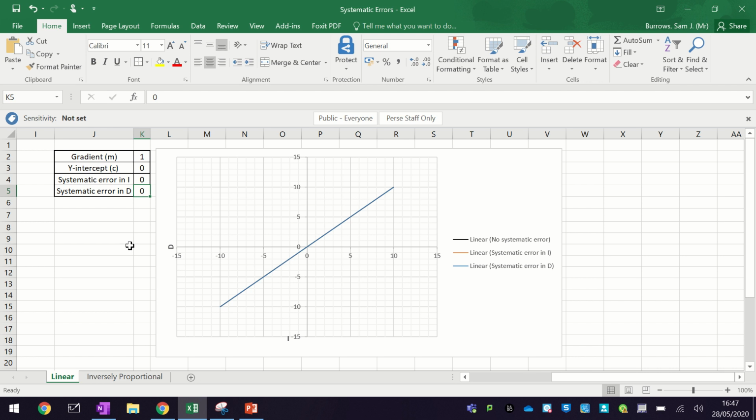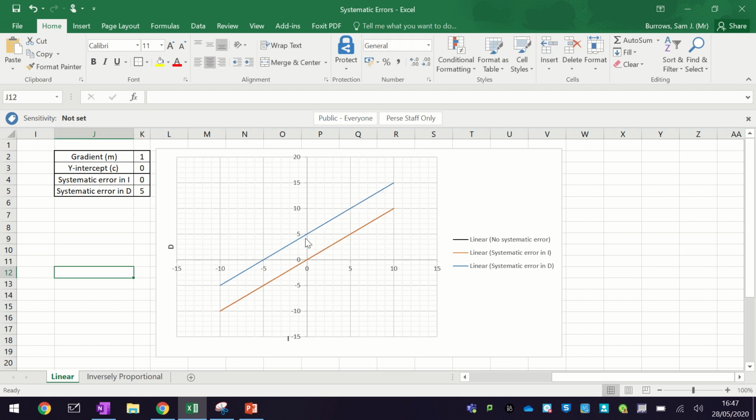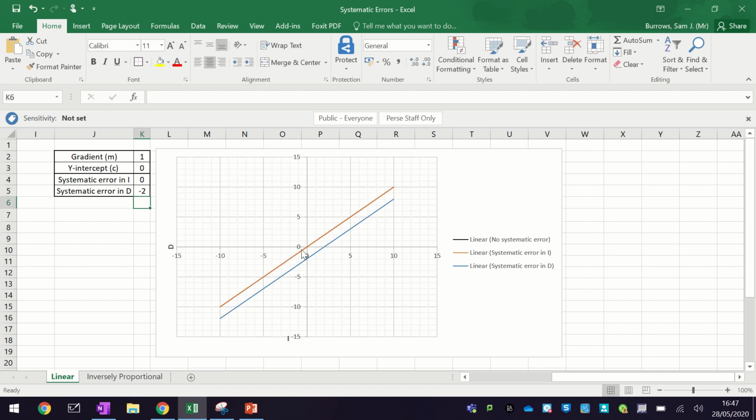If we do it in D, or to whatever's on the y-axis, you can see that we shift the graph up by whatever the amount is. So the bigger we make that amount, the more we'd shift our graph up. Or if we put in negative values, we can shift the graph down. So systematic errors wouldn't have any effect on the gradient of this graph. Let's say we're using the gradient to determine a value. Systematic errors wouldn't really matter because all they do is shift it up, down, left, or right. They don't actually change the gradient, so we wouldn't have to worry about them too much in an experiment.